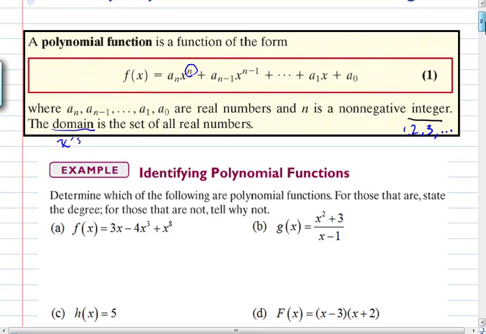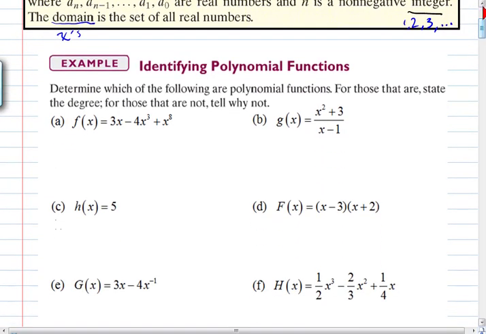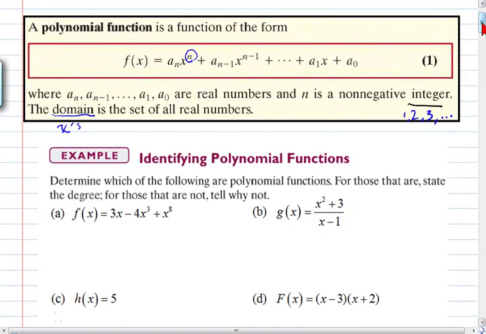Let's look at this first example problem. We're asked to identify a polynomial function. We want to identify whether or not the following are polynomial functions, and then for the ones that are polynomial functions, state the degree. For those that are not polynomial functions, I want you to be able to tell me why it's not a polynomial. Starting here with problem A. F of x equals 3x minus 4x cubed plus x to the 8th.